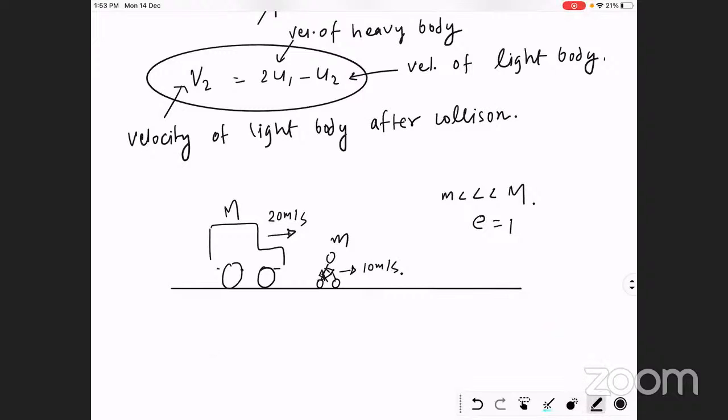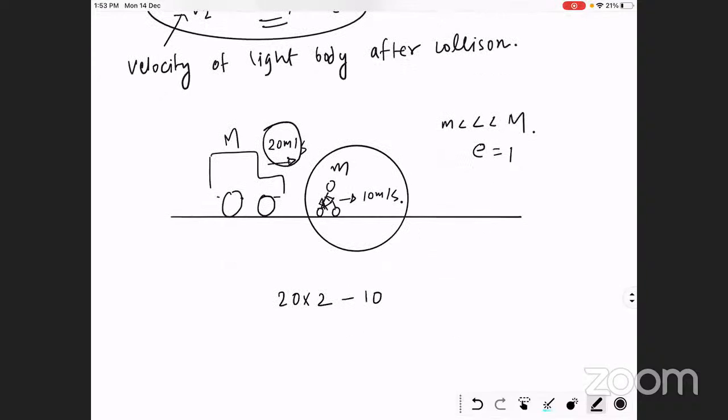I will see in the question, 99% of the time they will ask the velocity of the smaller mass. So what you will do? Double the velocity of the bigger mass, 20 into 2. Reference is this. And subtract the velocity of the small mass. You will get the answer. 40 minus 10, 30.